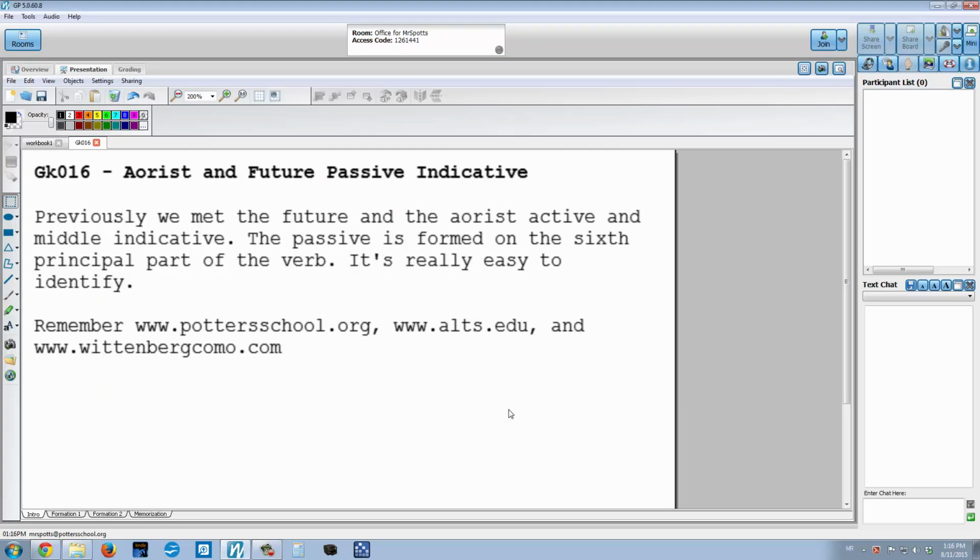Well, at long last, today we get to meet the aorist and the future passive indicative. Previously, we've met the future and the aorist active and middle indicative, but now we get to learn the passive voice. It's a little bit different in its formation, but it's going to be really easy to identify.